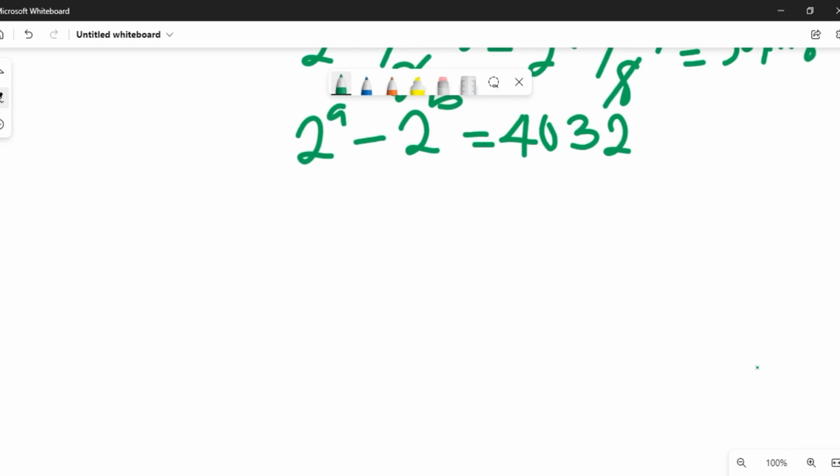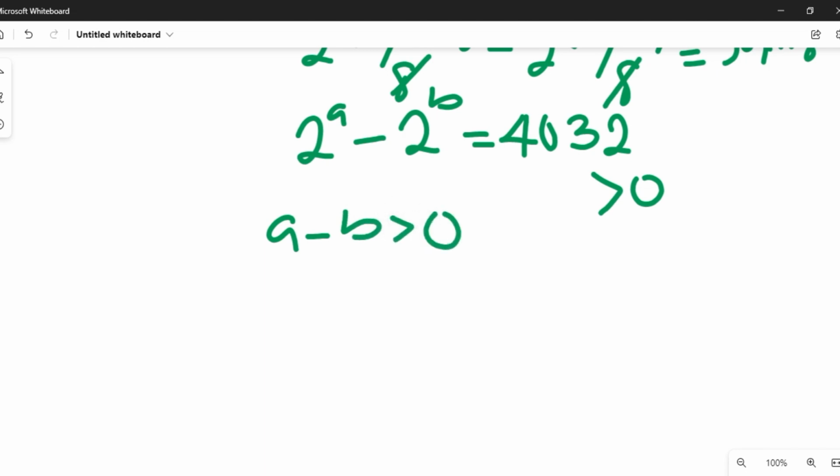So we have arrived at the part of the equation where we need to apply the skills we acquire in mathematics. Note that this part is definitely greater than 0. So if 2^a minus 2^b gives us this value, that shows that a is greater than b. So if a minus b is greater than 0, that simply tells us that a and b are positive integers.